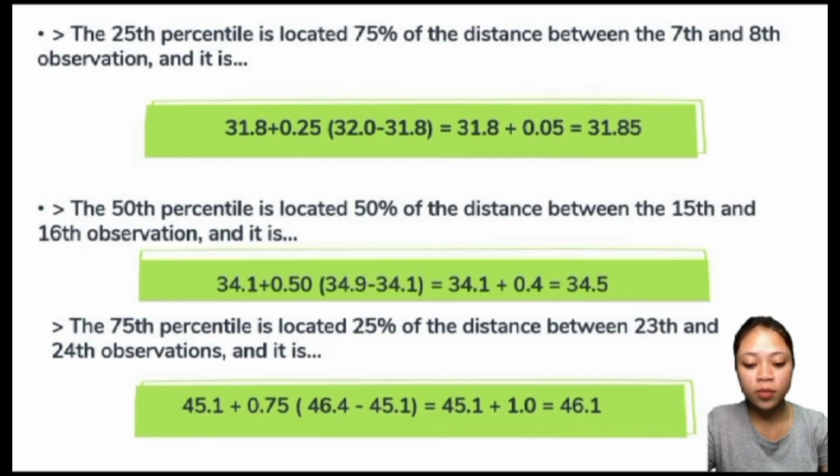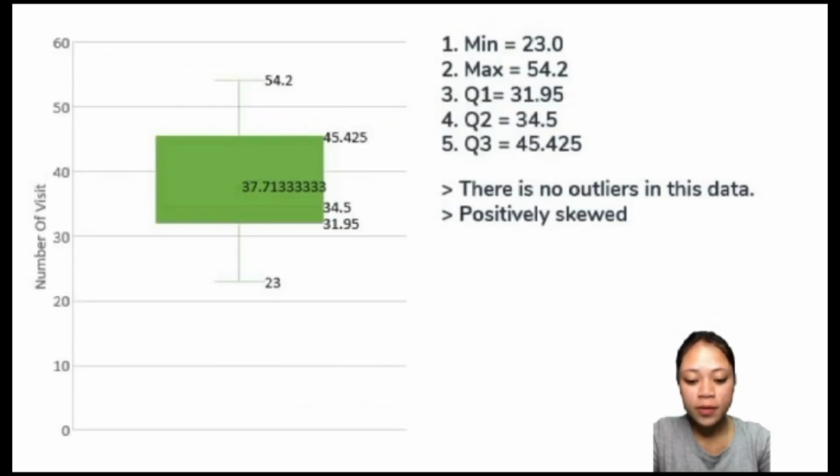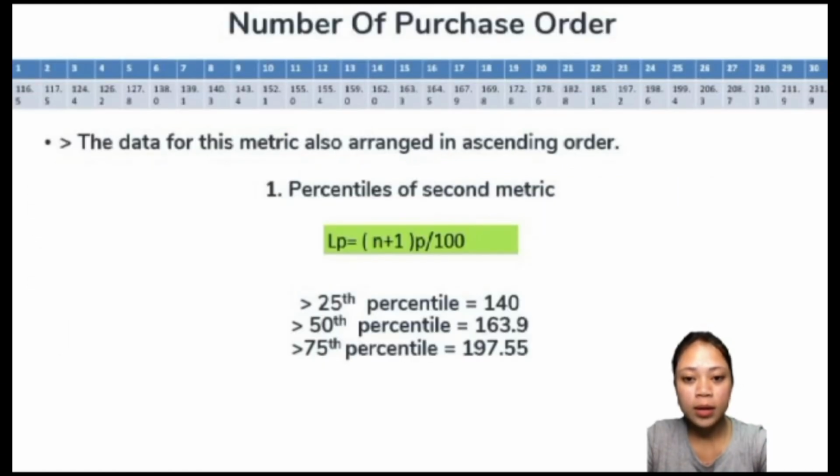46.1 for the 75th percentile. The five summary values that I got are 23.0 for the minimum value, 54.2 for the maximum value, 31.85 for the first quartile, 34.5 for the second quartile, and 46.1 for the third quartile. There are no outliers in this data, and the type of skewness for the box plot of the first metric is positive.